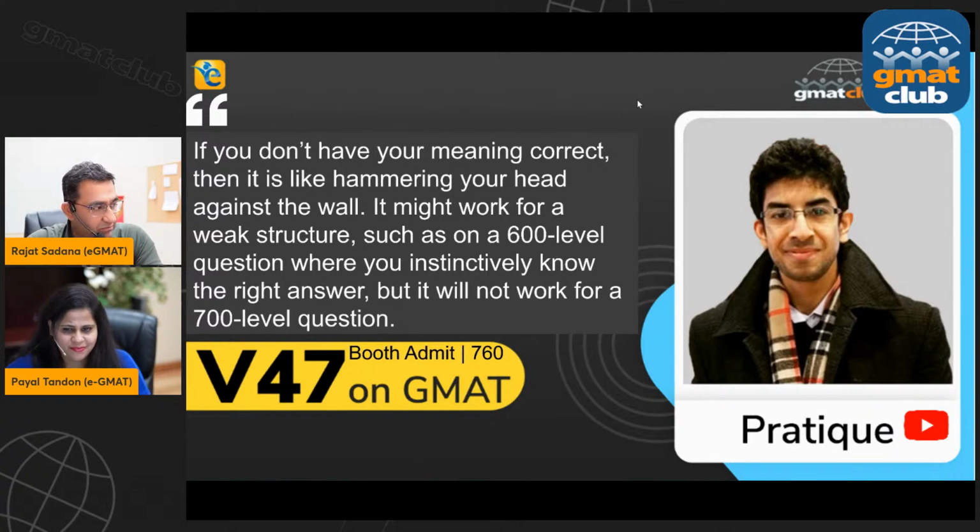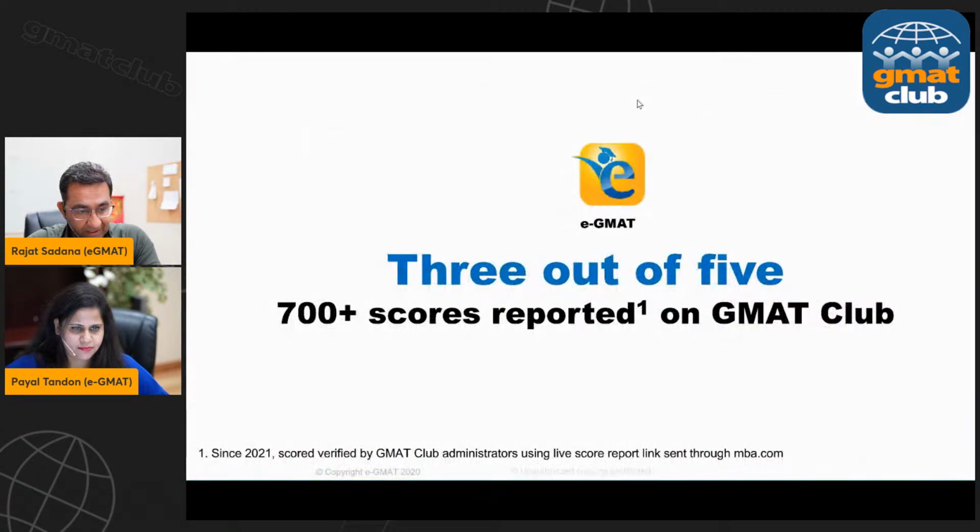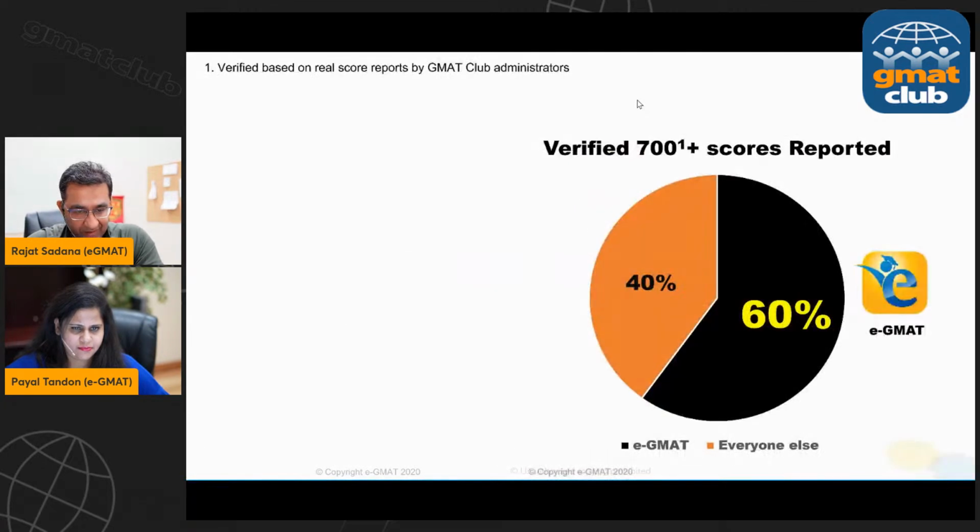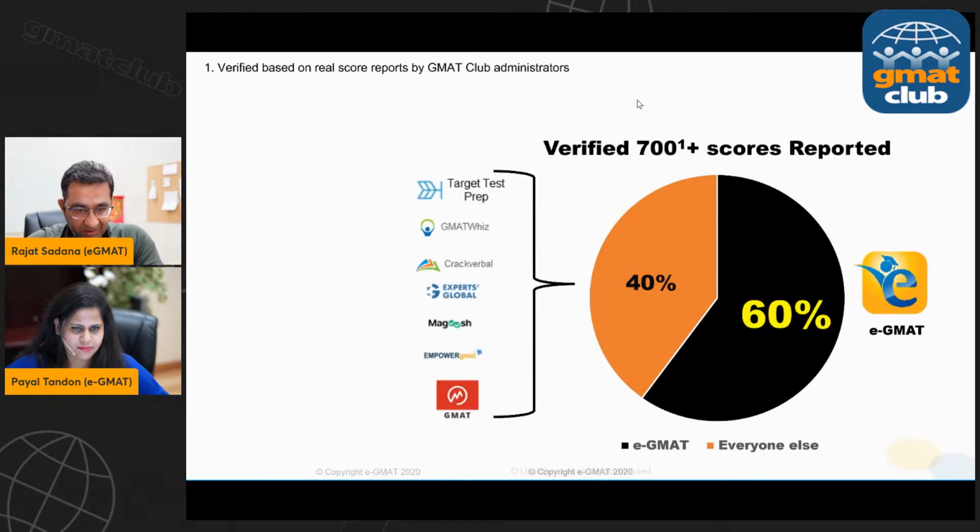And if you look at success on GMAT Club, if you go to the review section where you have verified reviews, you're going to find that e-GMAT accounts for 3 out of 5 700 plus scores reported on GMAT Club, since January of 2021. Go take a look at the stats. If I were to represent this on a chart, there are about 8 partners on GMAT Club, and we account for 60%. The other 7 combined account for 40% of all 700 plus scores.